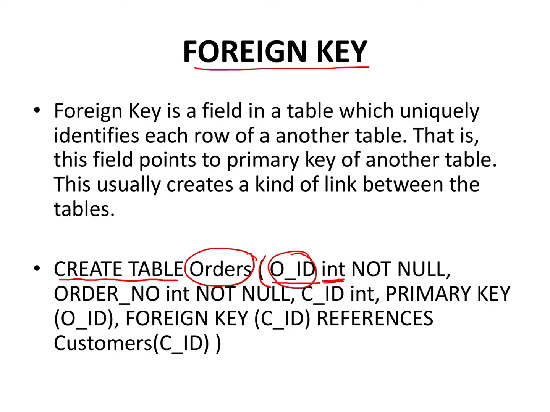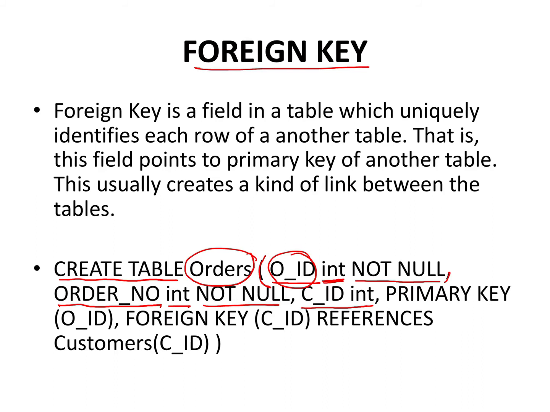I have not mentioned the maximum length, so it can have any length. NOT NULL, comma. So that is done with the first column. Second column, order_number, integer, NOT NULL. So two of the columns have NOT NULL now. Third column, CID, which is integer. I have not mentioned it as NOT NULL, so that means it can have null values.